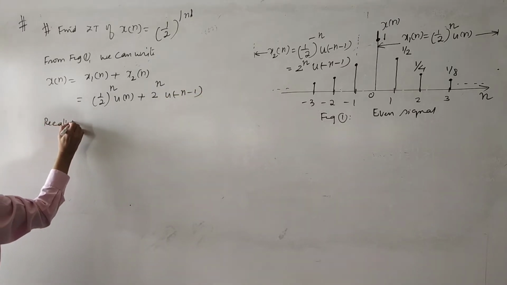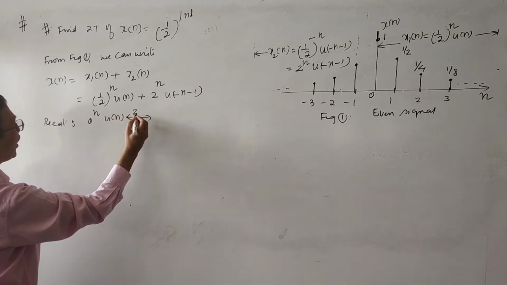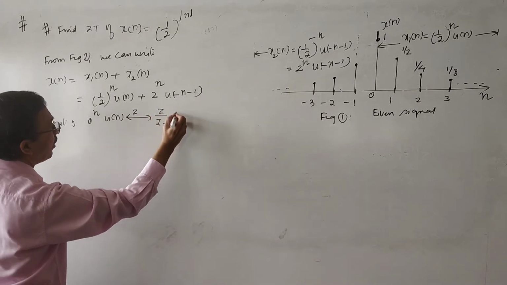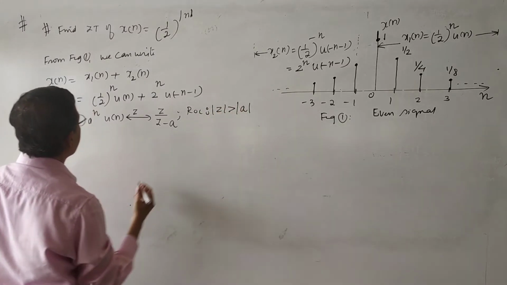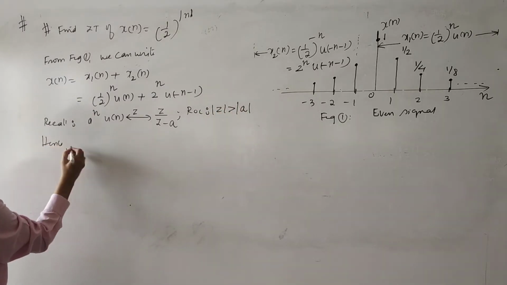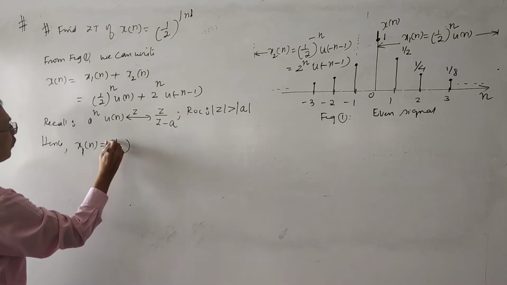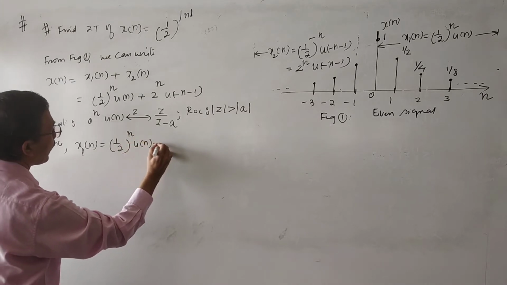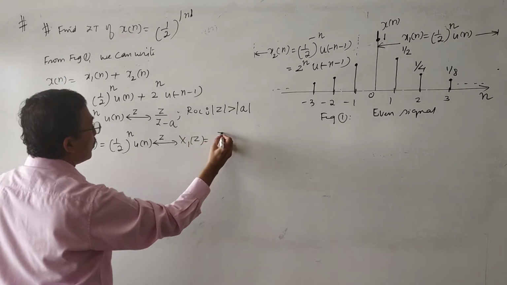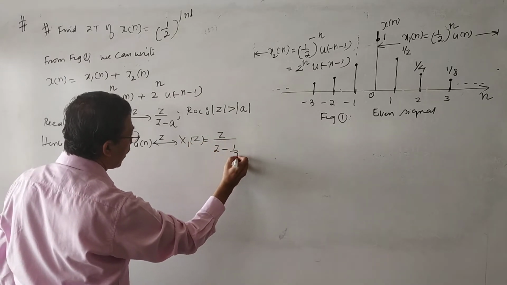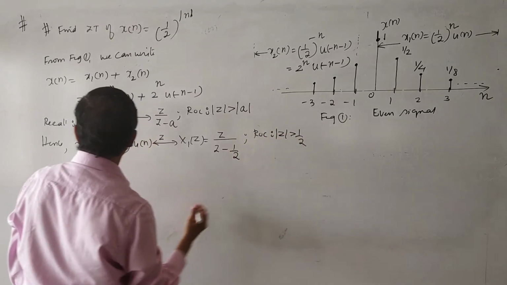Recall, a to the power n into u of n has a z transform z divided by z minus a, ROC mod z greater than mod a. Hence x1 of n is equal to half to the power n into u of n has a z transform x1 of z is equal to z divided by z minus half. ROC is mod z greater than half.